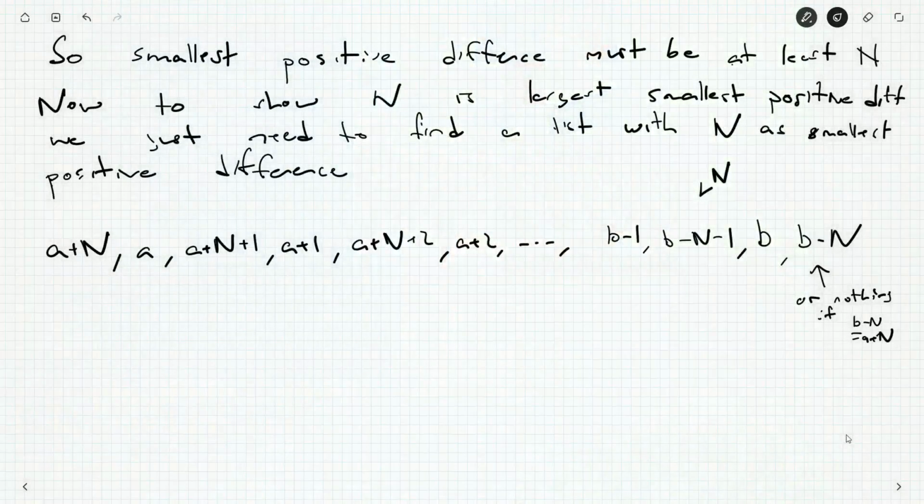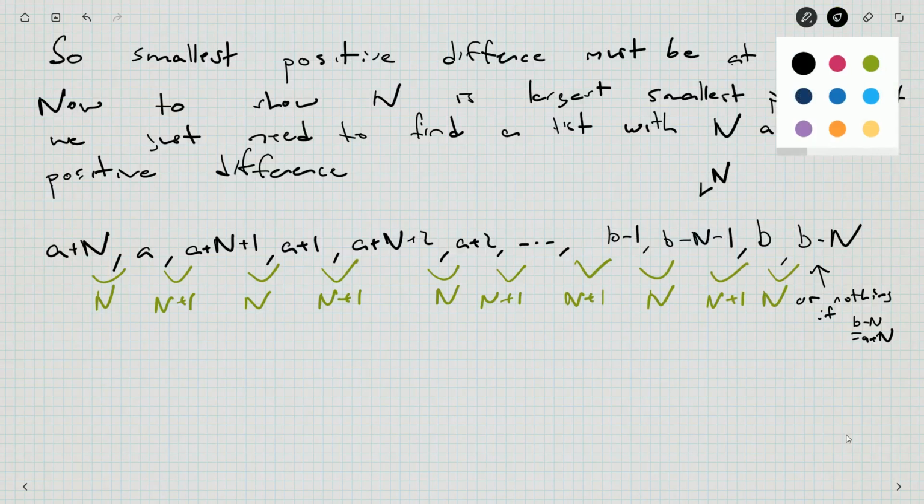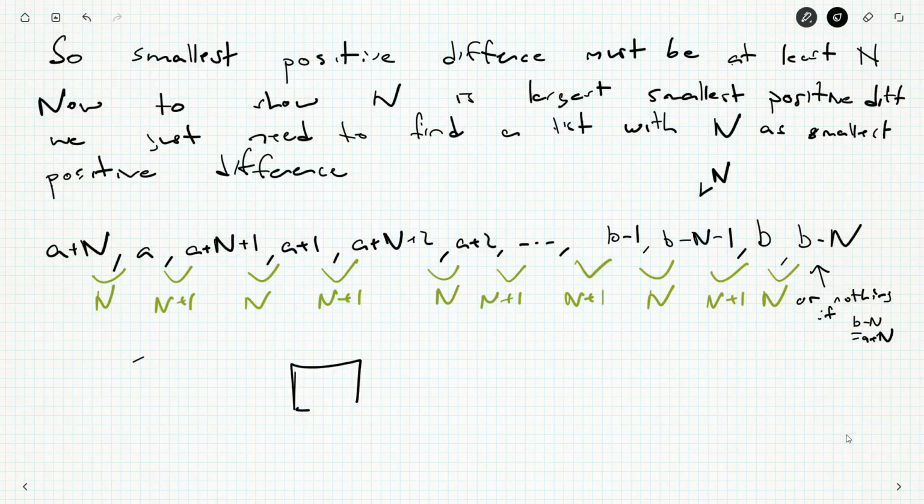But constructing this sequence as we have, we've got difference of n, n plus 1. Difference of n, n plus 1. Difference of n, the next one would be n plus 1. And every time we go up to the high one, it'll be n plus 1. Then we go down by n, and then we go up by n plus 1. And this would be, if it needs to be, a positive difference of n. And that finishes everything off.